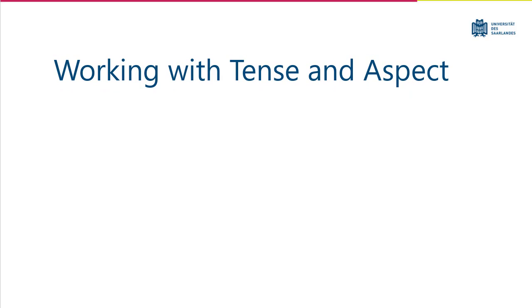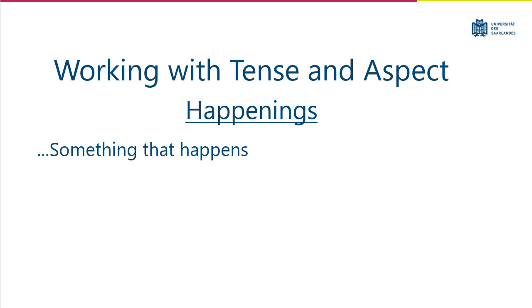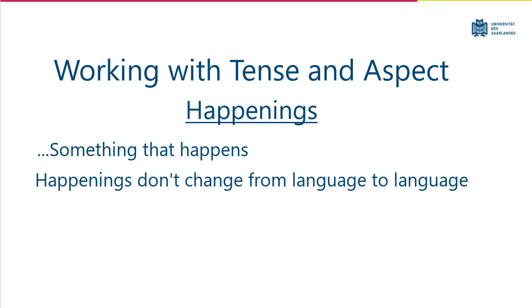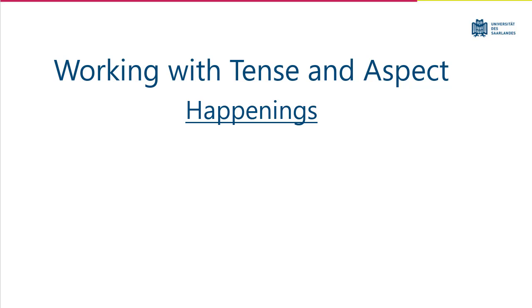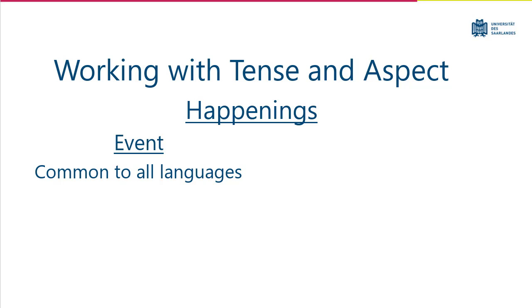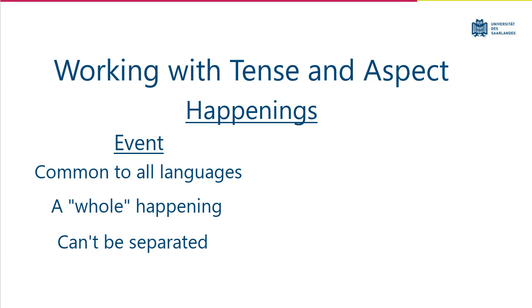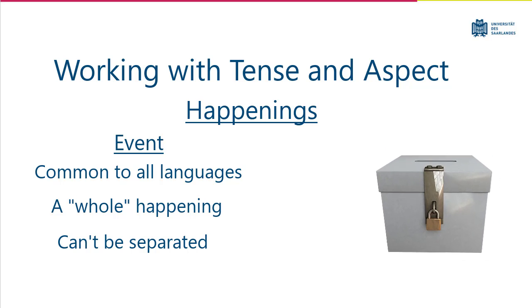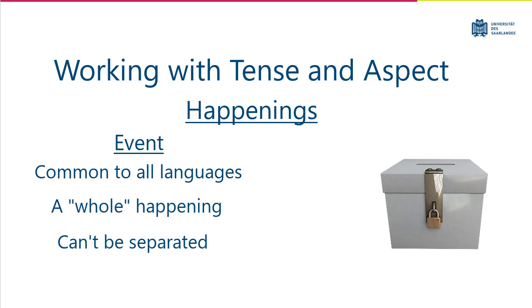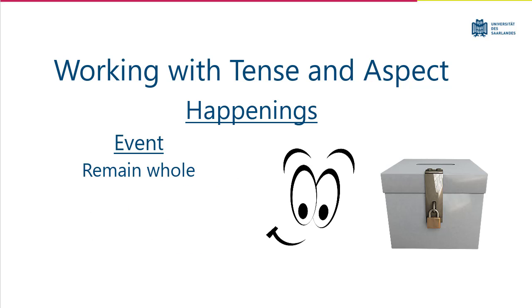Let's start by looking at a new term, happenings. What is a happening? Well, a happening is simply something that happens. Things like verb tenses and forms change from language to language, but the ideas behind them, that is, happenings, do not. Let's break it down into smaller elements. The first of these is called an event. An event is something common to all languages. They can be described in every language and refer to a whole happening that cannot be separated. Just like the contents of this locked box, an event is self-contained. Nothing can be removed. When we look at it, we only see the finished event. Events always remain whole, and they always have a clear beginning and a clear end.